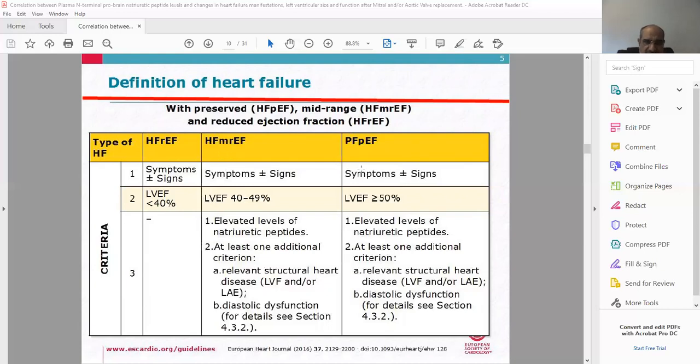But for HFmrEF and for HFpEF, we need the symptoms and signs plus evidence that the ejection fraction is above 40, either 40 to 49 in mid-range or above 50 in HFpEF, plus some other criteria. What are these criteria? Number one, elevation of the natriuretic peptide is part of the definition of this syndrome, and also some structural heart disease by echo, like LVH or left atrial enlargement, and some diastolic dysfunction parameters related to the E wave and the E over E prime waves.